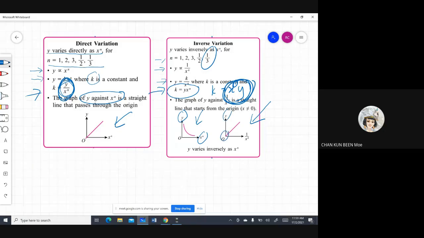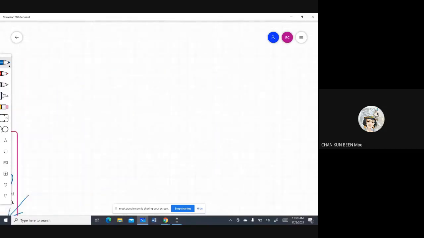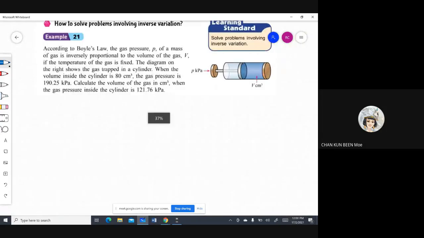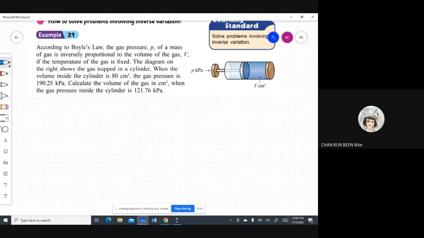Okay, now we proceed to the problem solving. According to Boyle's law, the gas pressure P of a mass of gas is inversely proportional to the volume of the gas. So when it is inversely proportional, P is proportional to 1 over V, P inversely proportional to V, if the temperature of the gas is fixed. They have to set this, so that if the temperature is not fixed, then you cannot apply all of this anymore. So it must be fixed.